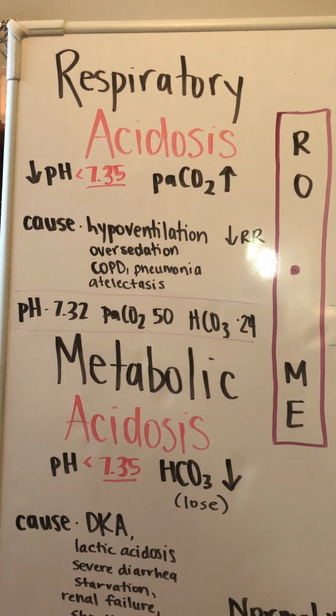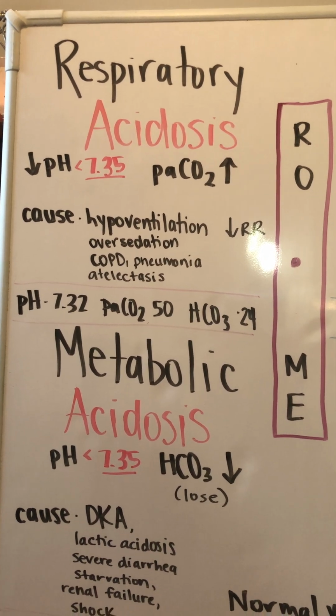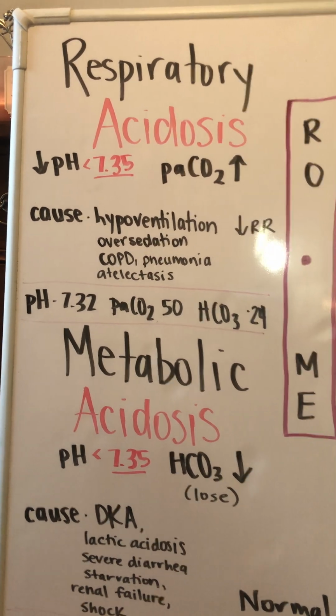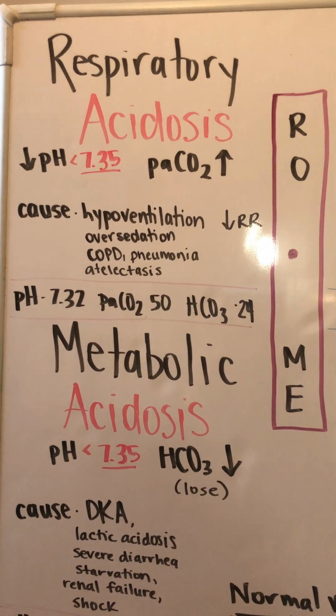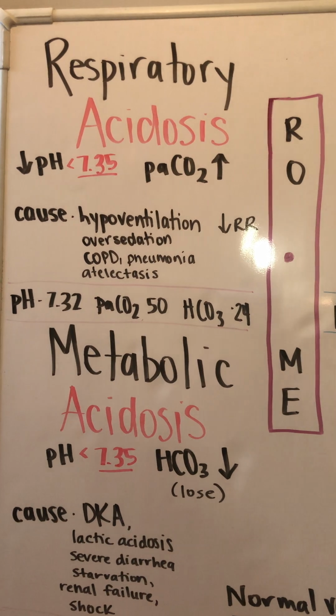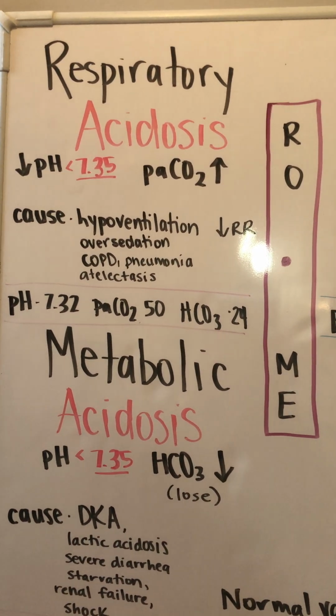So if you look here at the blood gases, you can see that we've got a pH of 7.32, which is going to be below the norm of 7.35. And we have the PaCO2 above 50, which means there's a lot more acid that's going to be in the blood gas. And for this, our bicarb is within the normal range.